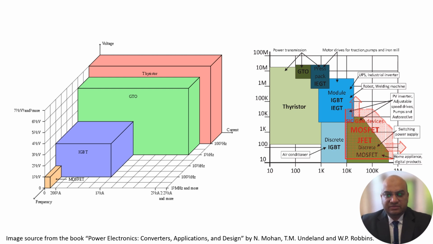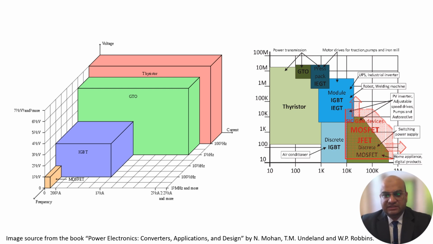Whereas when you move ahead on the right hand side, you can see discrete IGBT and module IGBTs. They are more in demand in motor drives for traction pumps and iron mill. It is used in robotic welding, UPS, industrial inverters, etc. But MOSFETs, discrete MOSFET devices, GaN or silicon carbide devices, they are highly used in PV inverters, adjustable speed drives, pumps and the automobile sector.